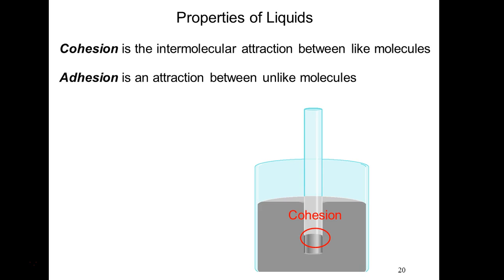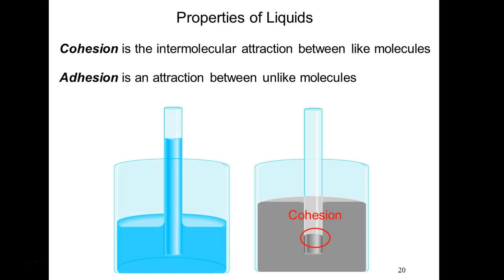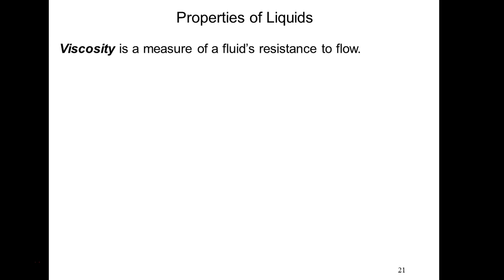Adhesion is the attraction between unlike molecules. So there is adhesion in this sample of water climbing up a capillary tube. This is how plants take up water through capillary action. The attraction of this water to the capillary tube is greater to a certain degree than the cohesion, so it can go up the capillary tube. So adhesion is the attraction between unlike molecules, whereas cohesion is the attraction between like molecules.